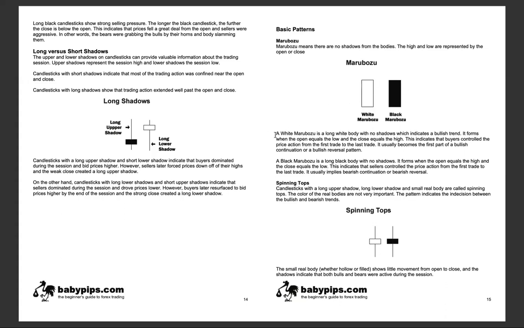Here is a definition that you have to know. A white Marubozu is a long white body with no shadows, which indicates a bullish trend. It forms when the open equals the low and the close equals the high. This indicates that buyers controlled the price action from the first trade to the last trade. It usually becomes the first part of a bullish continuation or reversal pattern.